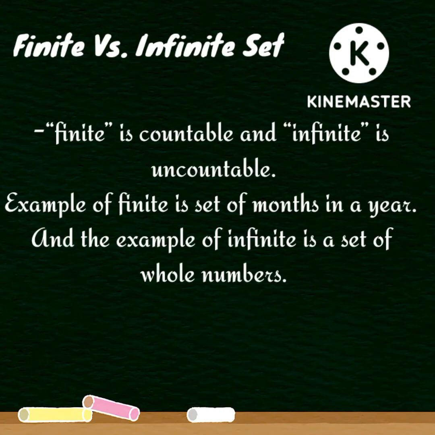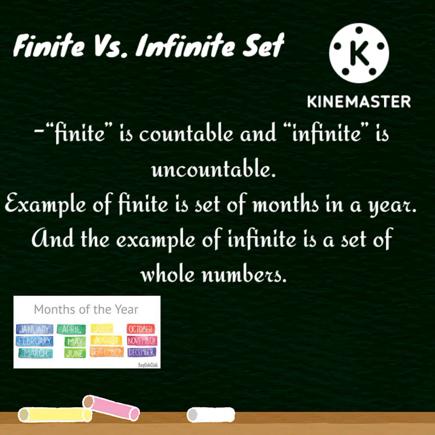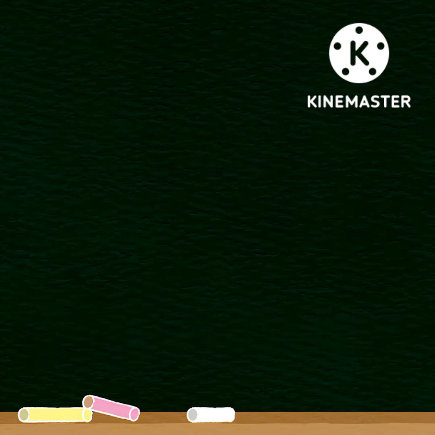Finite versus infinite set. Finite is countable and infinite is uncountable. Example of finite is the set of months in a year, and the example of infinite is the set of whole numbers.